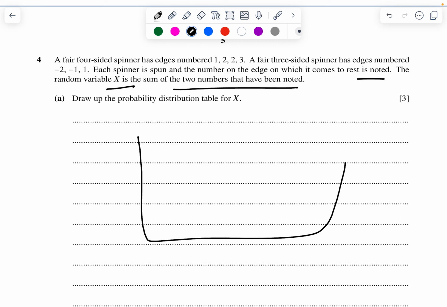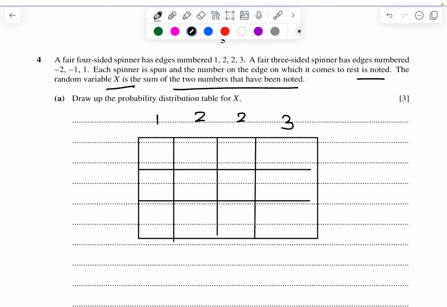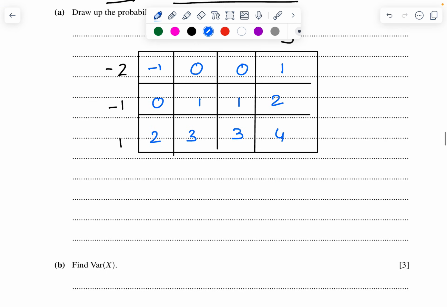So what are the numbers we can get? Using 1, 2, 2, 3 and minus 2, minus 1, 1, it can be minus 1, 0, 0, 1. Or it can be 0, 1, 1, 2. Or it can be 2, 3, 3, 4. Now we have to draw the probability distribution table.